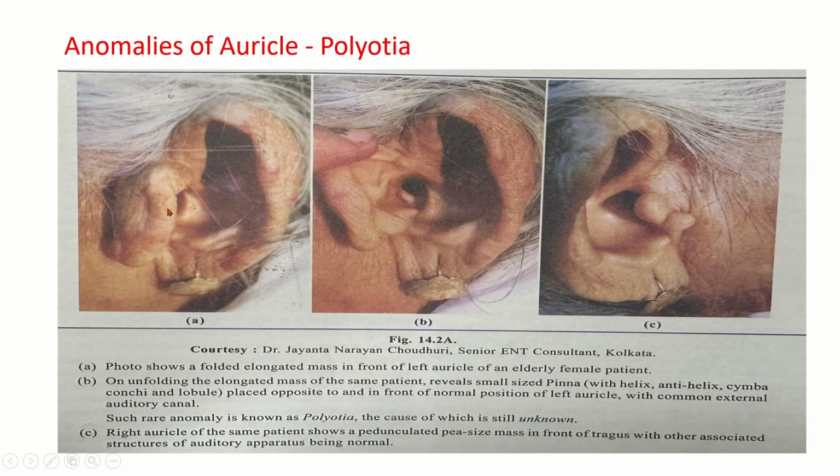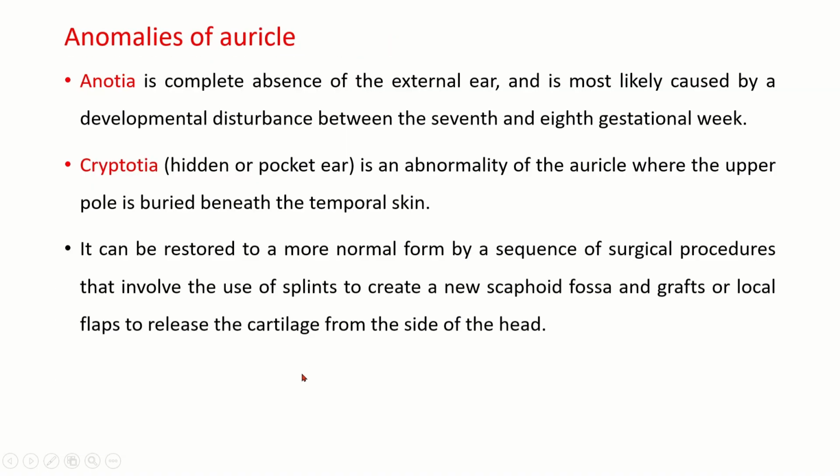So here if you see the left ear, you can see there is a duplication of the auricle. This is called polyotia. You can see when it is pulled apart, there is a duplicated ear here, with a common external acoustic meatus. This condition is called polyotia. And here you can see in the same patient on the right side, a small appendicular projection. That means this defect is observed only on one side.